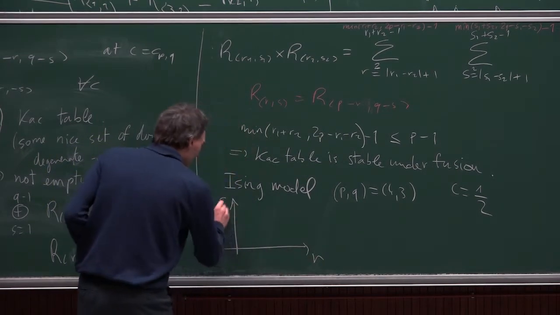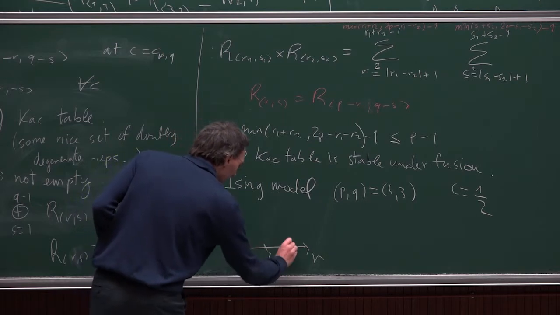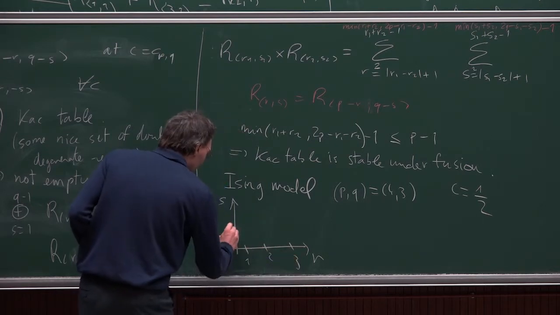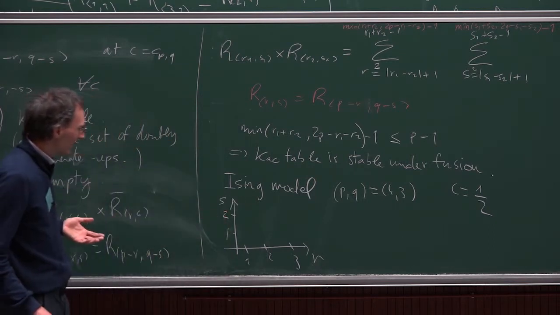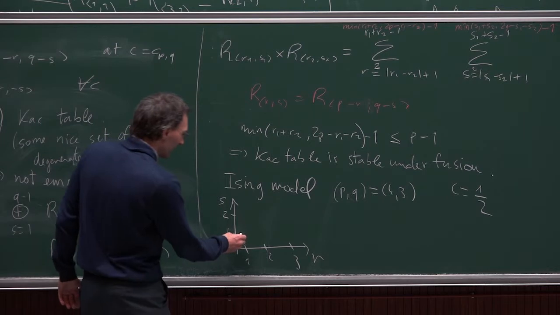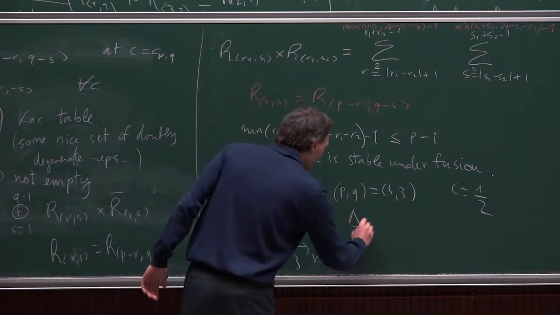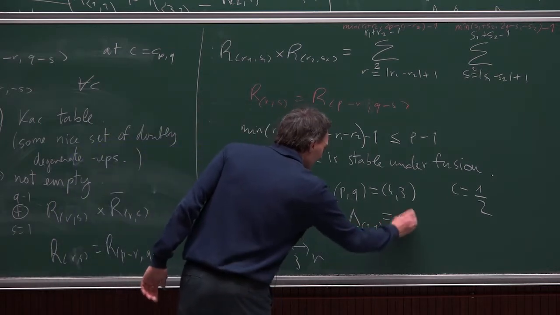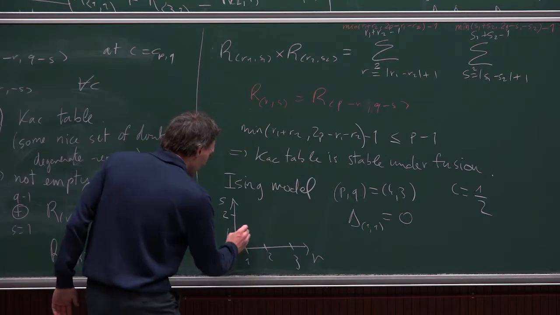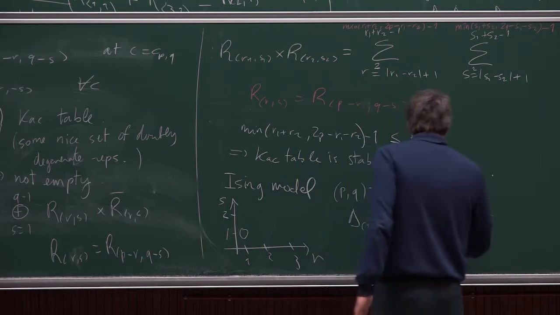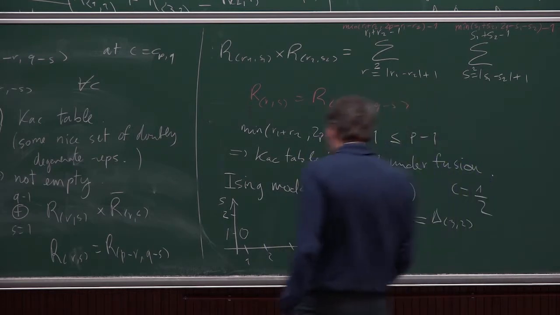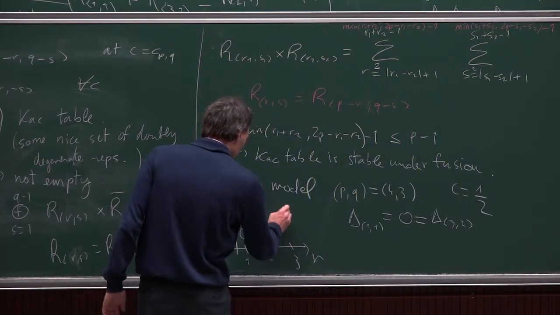So R here, S, R is 1, 2, or 3. S is 1 or 2. And let me write in this table the conformal dimensions. So here, the field with dimension delta 1, 1. Well, delta 1, 1 is 0. That's always true. But in this case, delta 1, 1 is also delta 3, 2. So we have a 0 here as well.